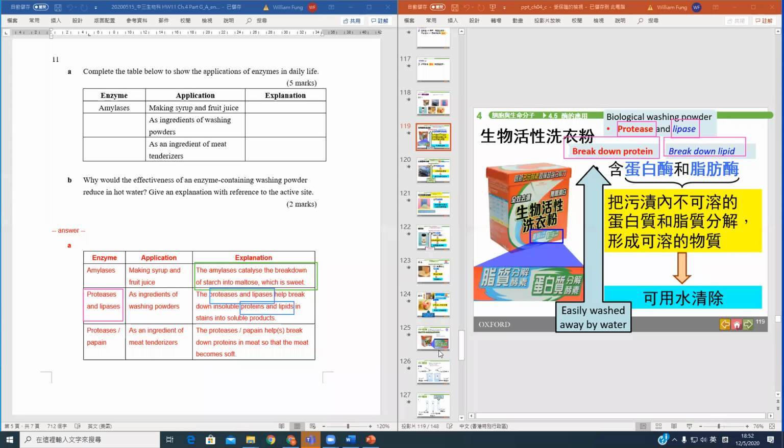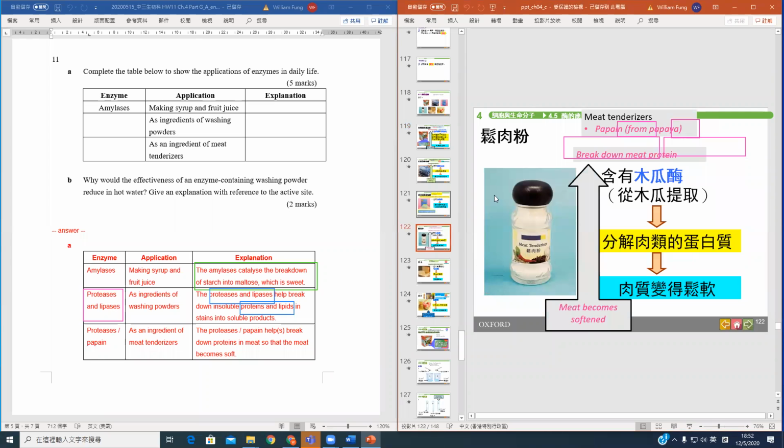Okay, last one. Meat tenderizer, that is 鬆肉粉. Meat tenderizer contains an enzyme called papain or protease. You can also call it protease. Protease helps to break the proteins in meat, so that the proteins become less tough. So the meat becomes soft. Okay, good.